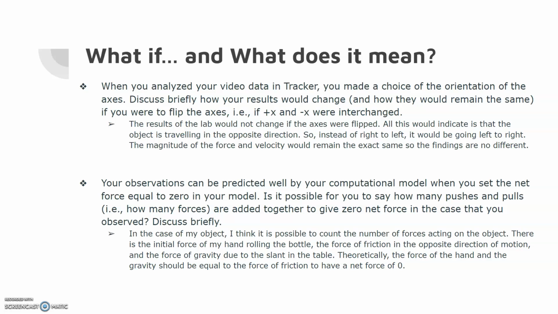And then, is it possible for me to say how many pushes and pulls are added together to give a zero net force? In the case of my object, I think it is possible to count the number of forces acting on the object. There's the initial force of my hand rolling the bottle, the force of friction in the opposite direction of motion, and the force of gravity due to the slant in the table. Theoretically, the force of my hand and the gravity should be equal to the force of friction to have a net force of 0, but as we can see in the graph, there are decelerations and accelerations, meaning there is a non-zero net force at times. So one of the three is outweighing the others.